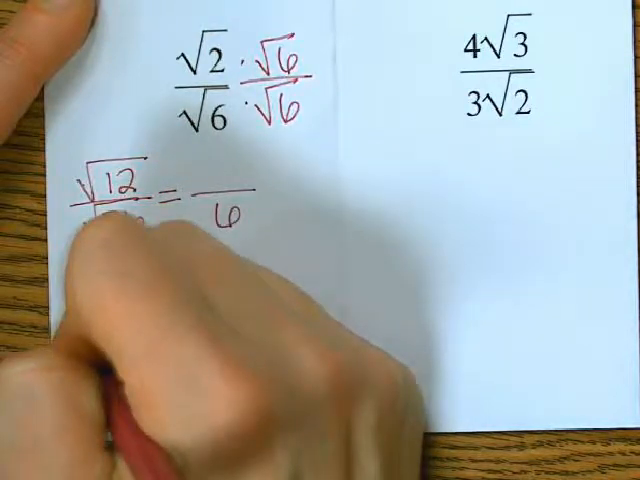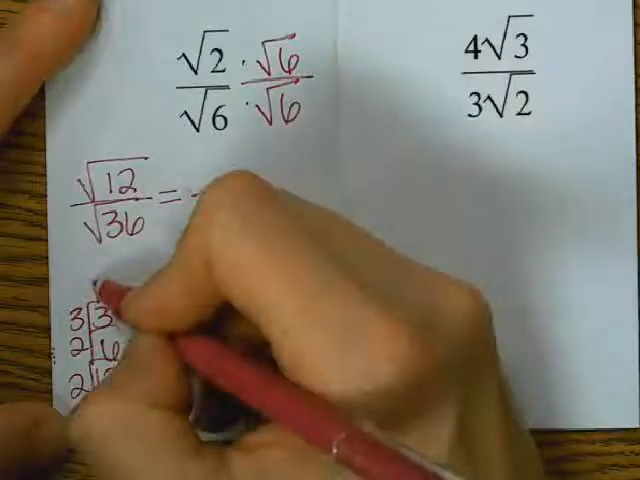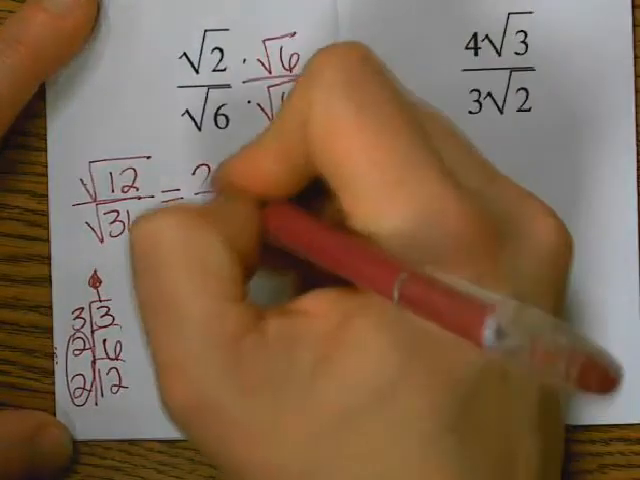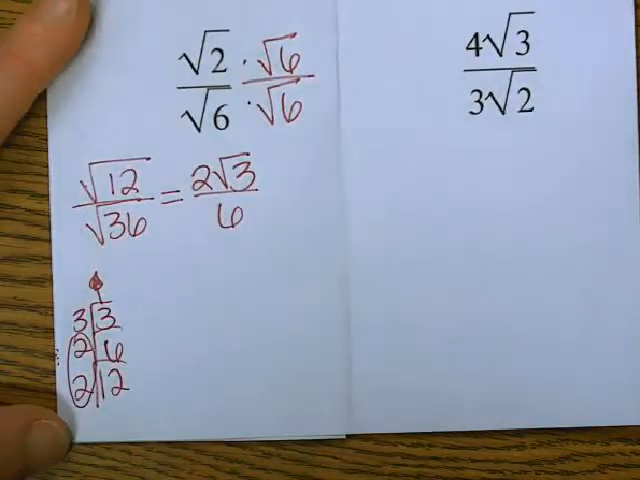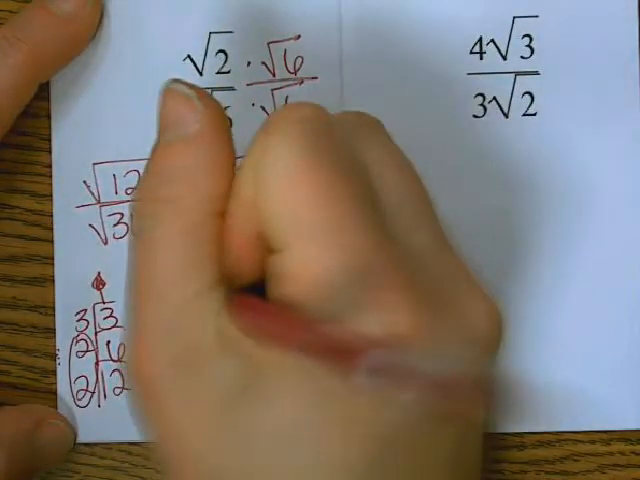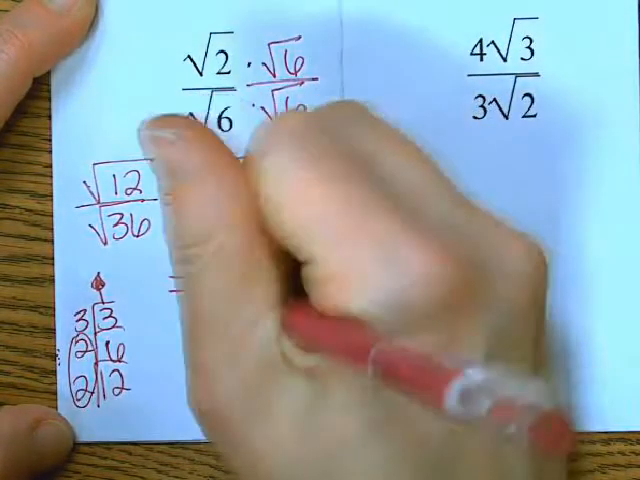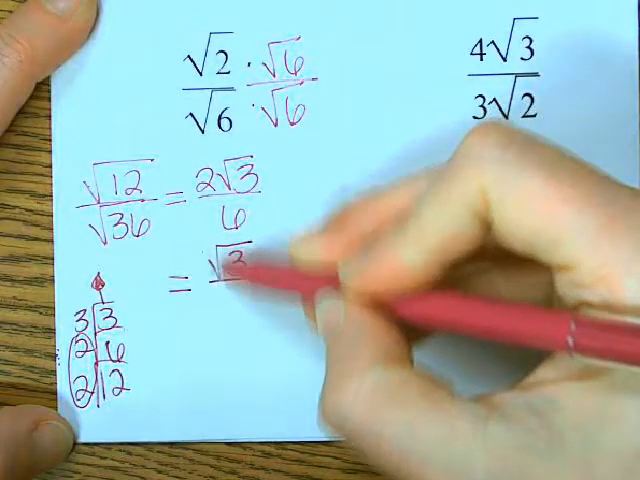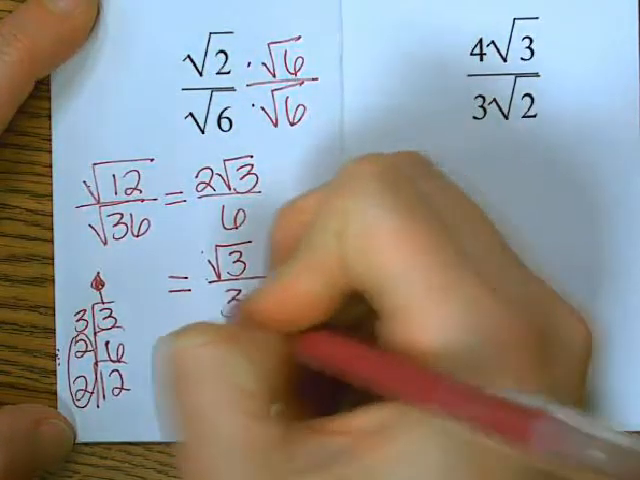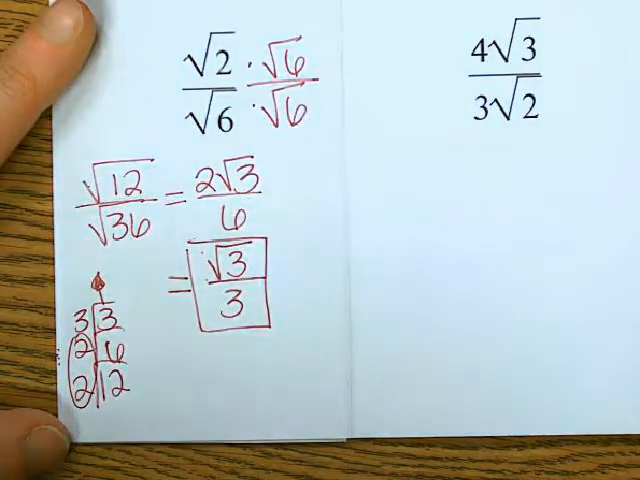12 divided by 2 is 6, divided by 2 is 3, divided by 3 is 1. Alright, so we have gotten to our candle. Okay, so we can pull out a 2, and so it's 2 square root of 3 over 6. Notice 2 and 6 are both even, so I can divide by 2. 2 divided by 2 is 1, so we just get square root of 3. We could write the 1, but we don't have to. And then 6 divided by 2 is 3. So this one is square root of 3 over 3.